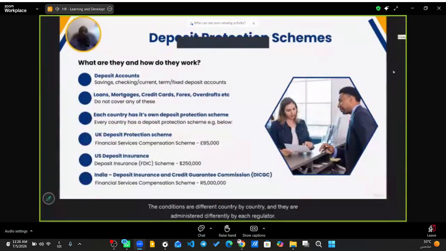The conditions are different country by country, and they're administered differently by each regulator. But just to get a flavor, just get an idea of the framework that's in place to protect your deposit when you're dealing with a retail bank, there are deposit protection schemes that protect your funds. See you in the next chapter.